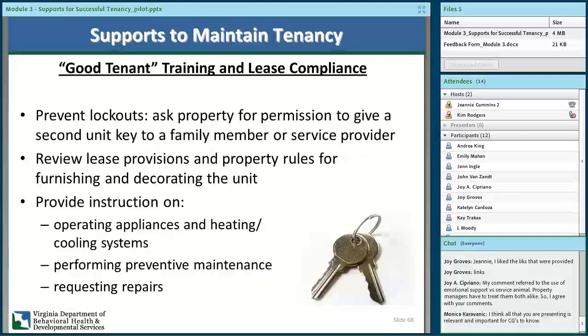If needed, teach the individual how to use and care for appliances, smoke detectors, and heating or cooling systems. They may also need to learn to perform preventive maintenance, such as changing air filters or batteries in smoke detectors. Some individuals may need guidance on how to request repairs.